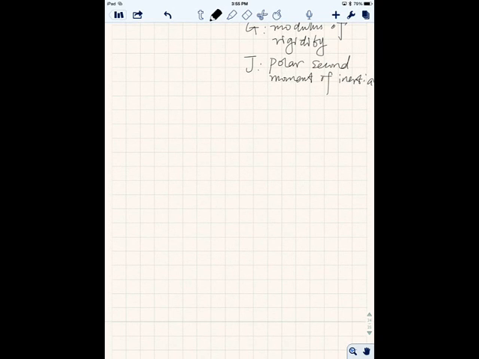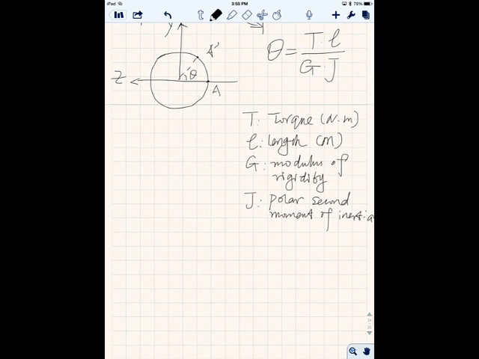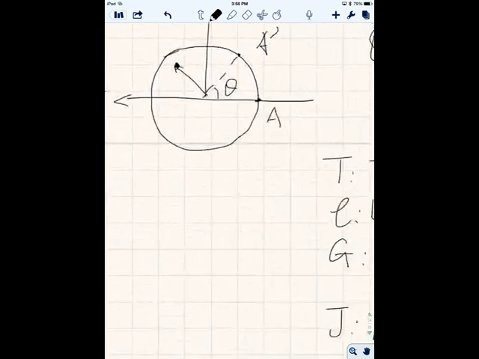So basically, that's it. And here's also another quantity that's interesting. If I say on this cross-section area, I have an arbitrary point with a radius of rho.